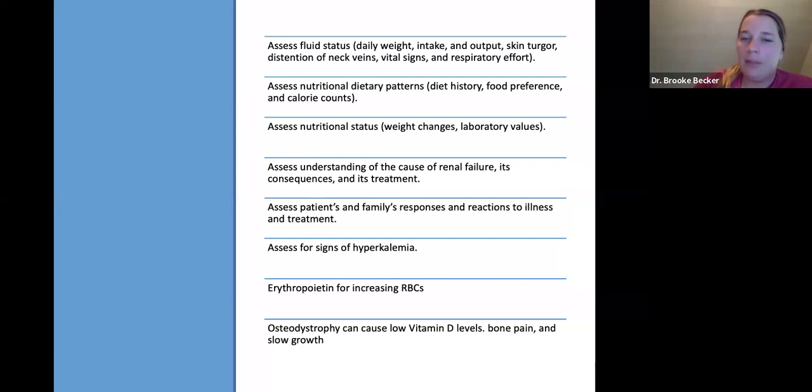And then keeping an eye on the patient and the family response to treatment. And like you said, Ebony, the hyperkalemia, goodness. So high potassium, keeping an eye on that. Doing erythropoietin because they're going to have decreased red blood cells because of their kidney dysfunction. Okay. And then keeping an eye on their vitamin D levels as well.